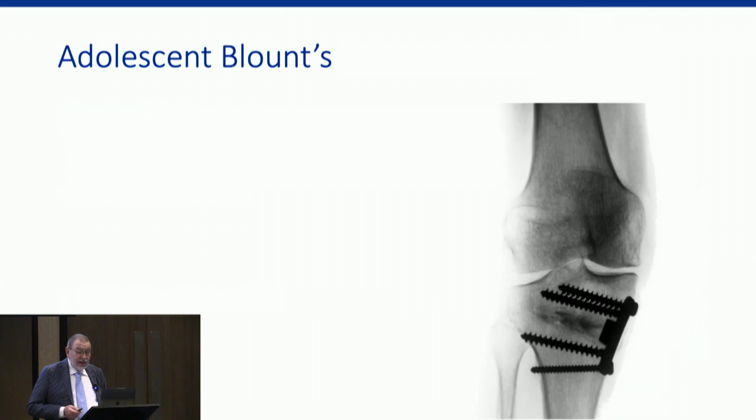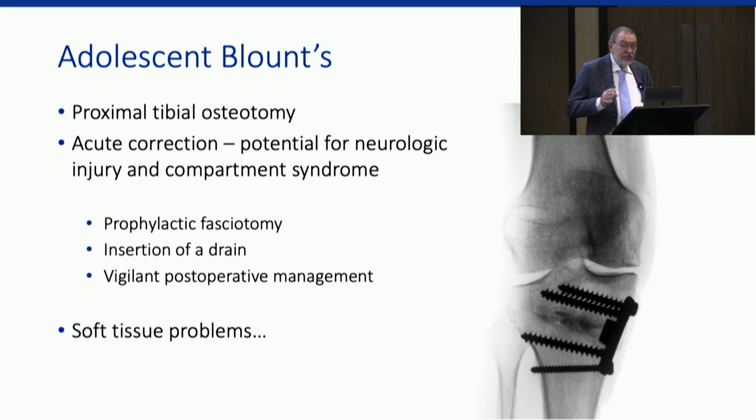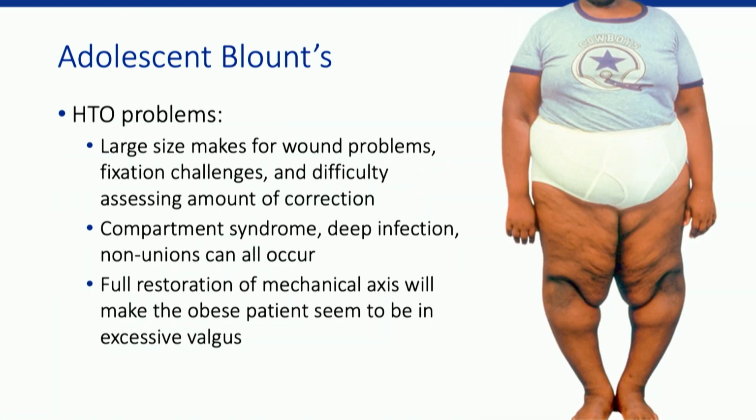The plates, as I told you, I am really not a big fan. So you can do acute correction, but some centers published about prophylactic fasciotomy, insertion of the drain, and you have to really care about them. And soft tissues, especially in our situation, when you have patients like that, I don't think it's really a good idea to go through this amount of soft tissue and put in a plate. And the reported complications are compartment syndrome, deep infection, non-unions, and so forth. And full restoration of mechanical axis is actually pretty difficult to achieve in surgery.